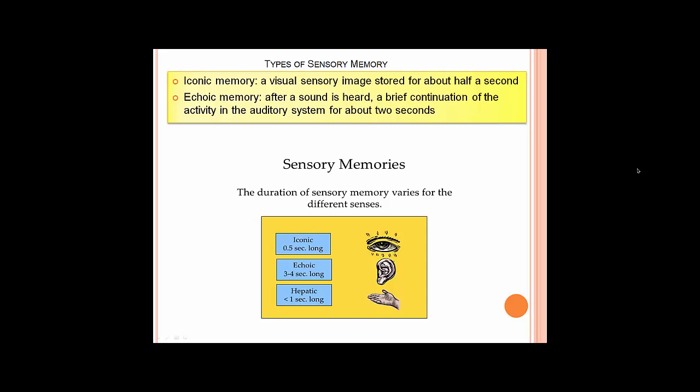So the duration of a sensory memory varies for the different types of senses. For vision, about half a second. For audition, or hearing, it is echoic memory, and that may last as long as 3 or 4 seconds. And then there's something called haptic memory, and that is less than a second long also. Haptic memory is the memory that is tactile, or touch-type memory.